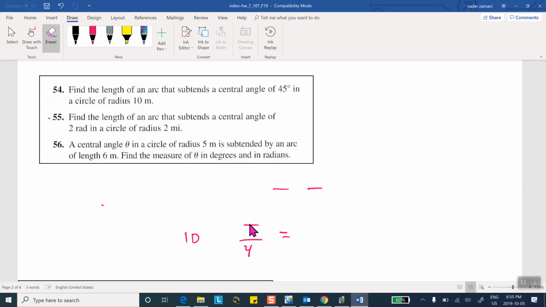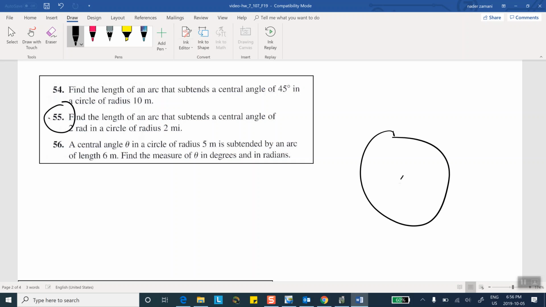Next problem, number 55. Length of the arc that subtends a central angle of 2 radians. So we have a circle of radius 2 miles, and an angle that is 2 rad. Now, 2 radians is about 120 degrees, so it doesn't look like that, but I don't care.